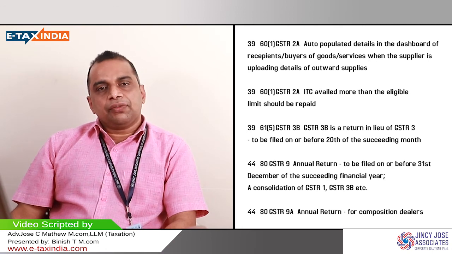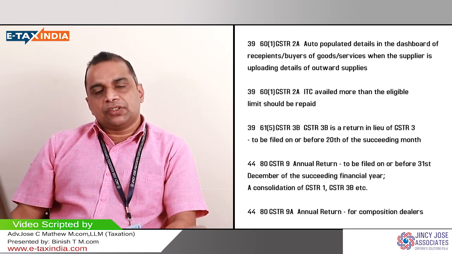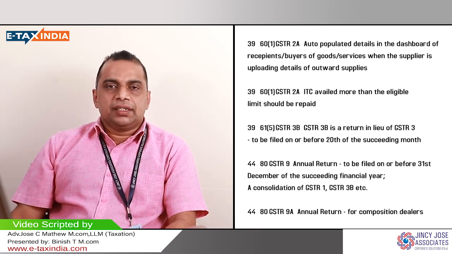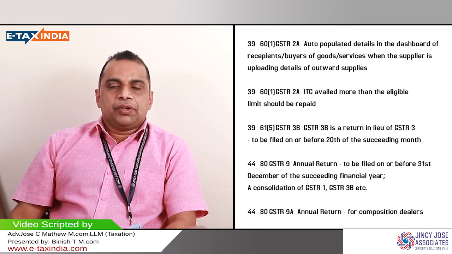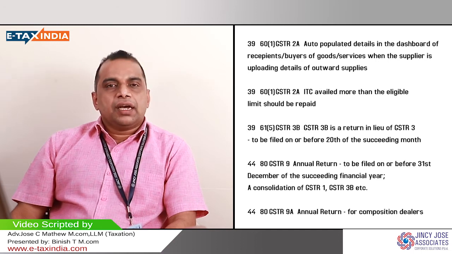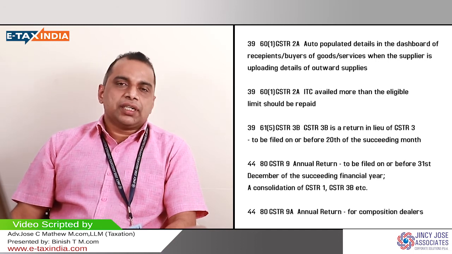Next one is the statement of tax collected at source, that is GSTR 8. It is the return to be filed by the tax collected at source compliant persons. And then comes the annual return, GSTR 9.